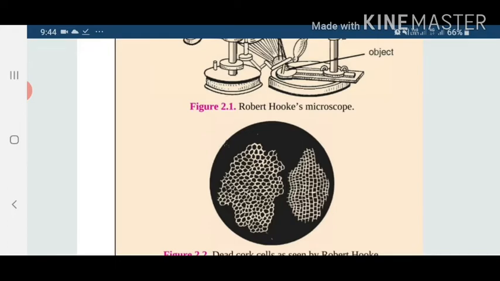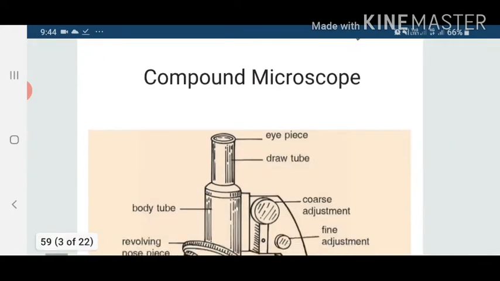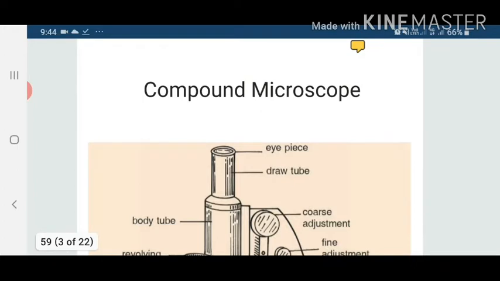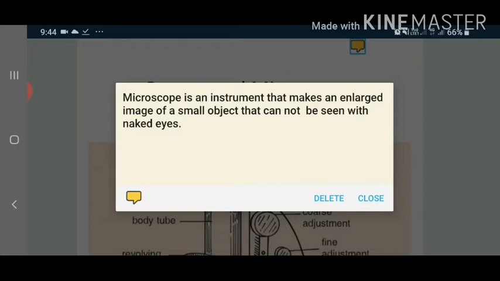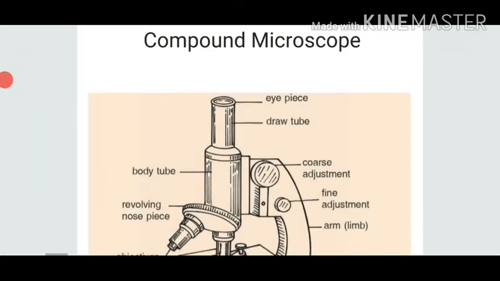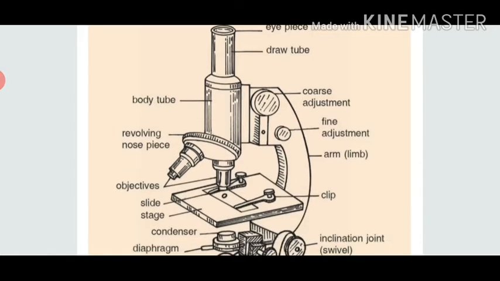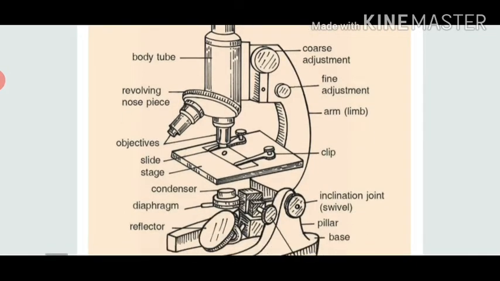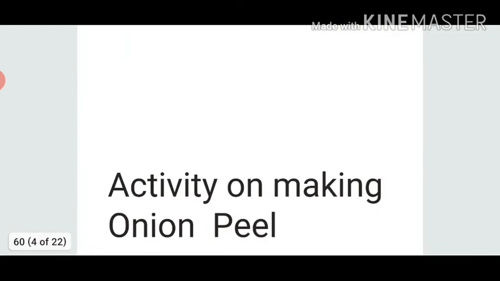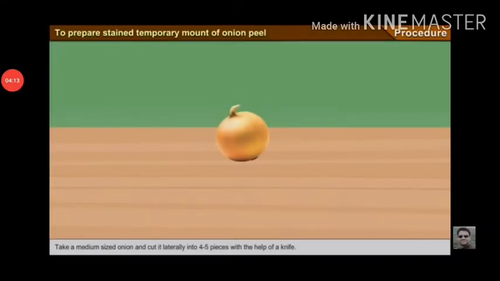Now we will study about the compound microscope. What is a microscope? A microscope is an instrument that makes an enlarged image of a small object that cannot be seen with naked eyes. A microscope magnifies the image of cells and microorganisms which we cannot see. Now let us start an activity on making an onion peel and observing it under a microscope.